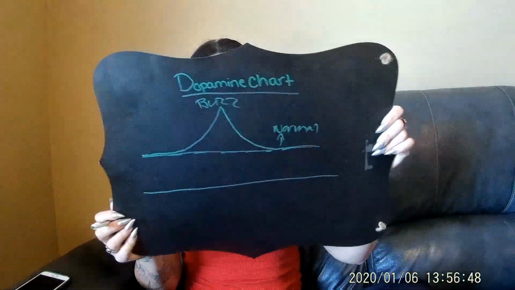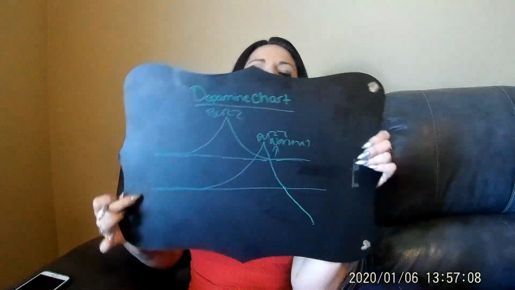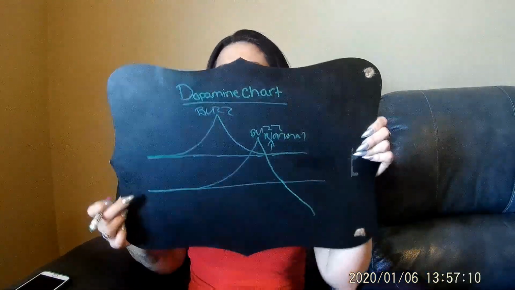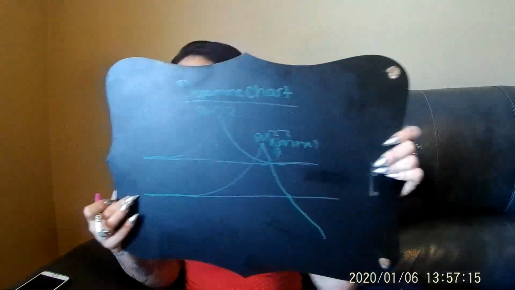An addict is going to go from here, they're going to go up, they're going to get a buzz, and they're going to come back down to their normally low part, but then it's going to continue to go down. So it doesn't just stop at the already abnormally low dopamine level, it continues to drop. Oh, by the way, dopamine is the chemical in your brain that makes you happy.